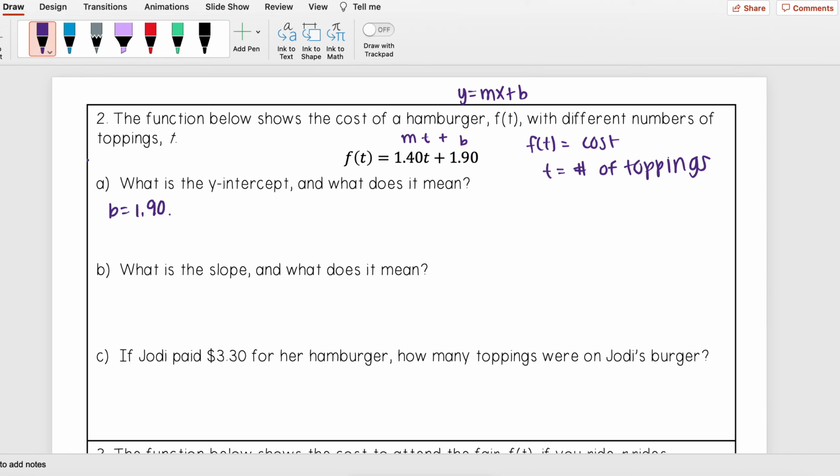So I have 0, 1.9. And so I need to determine what does both of those numbers mean. Well, 0, that is my t, and my t is the number of toppings. So at my y-intercept, that means there are no toppings. And then my y, or my f of t, represents the cost. And so that means when there are no toppings, the hamburger costs $1.90.